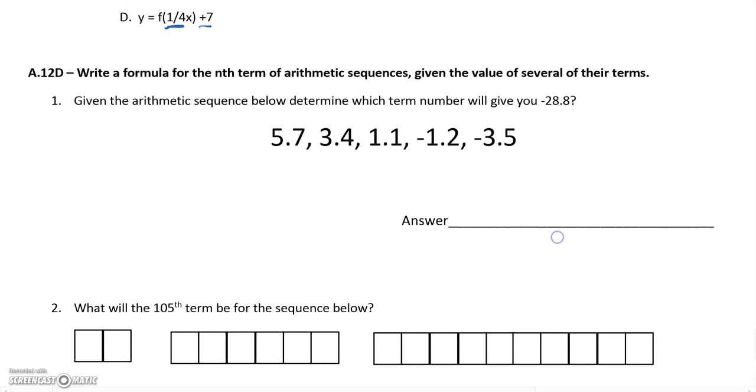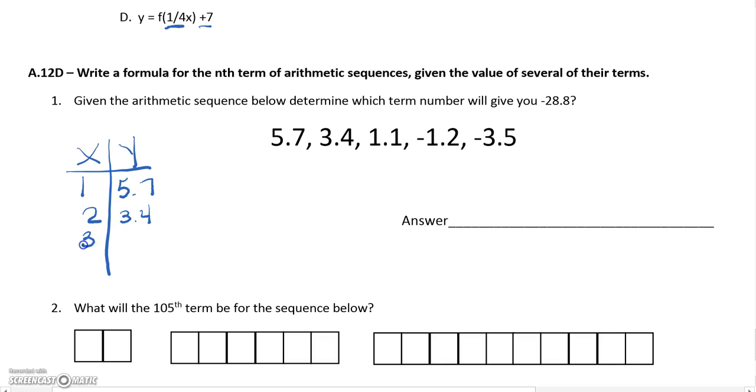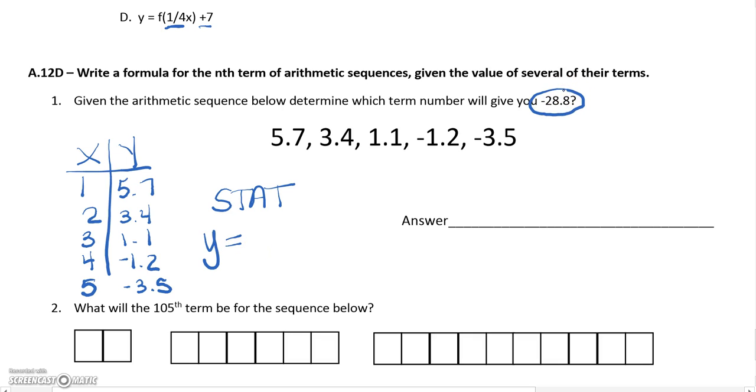Okay, given the arithmetic sequence below, determine which term number will give you negative 28.8. So if you set up your table, the first term is 5.7. The second term is 3.4, the third one is 1.1, fourth is negative 1.2, and the fifth is negative 3.5. So use stat and find the equation, and whatever equation you get, put it into y equals, and see which number gives you negative 28.8.